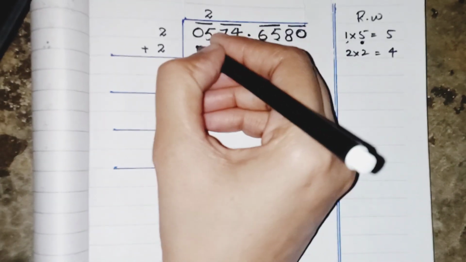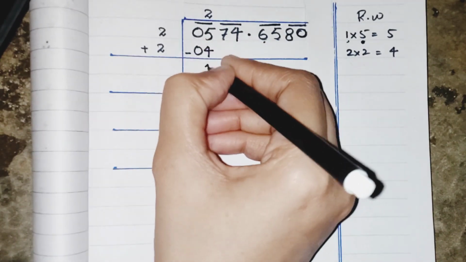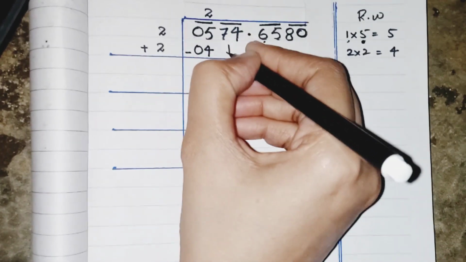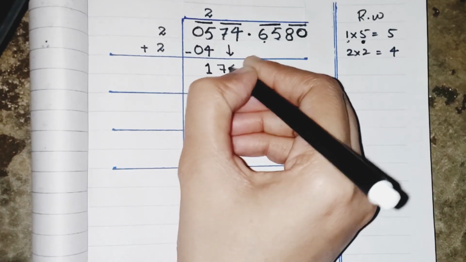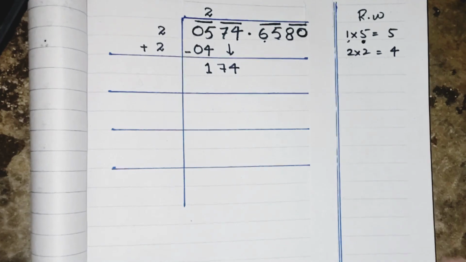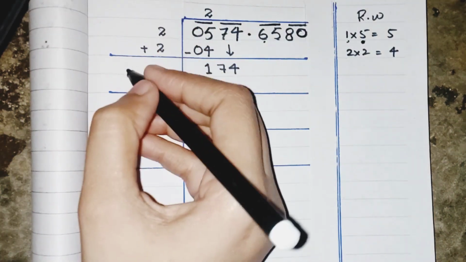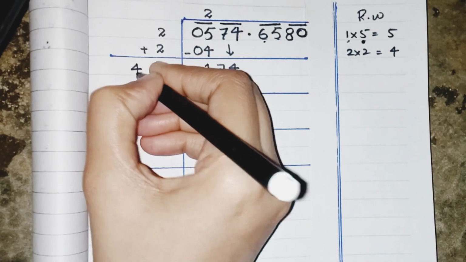2 into 2 will give us the answer 4. After subtraction it will be 1. Now we have to copy down the whole pair. We cannot copy down only the 7 whenever we move to the next step, so we have to copy down the complete pair over here. Now this 2 and 2 will result in 4.